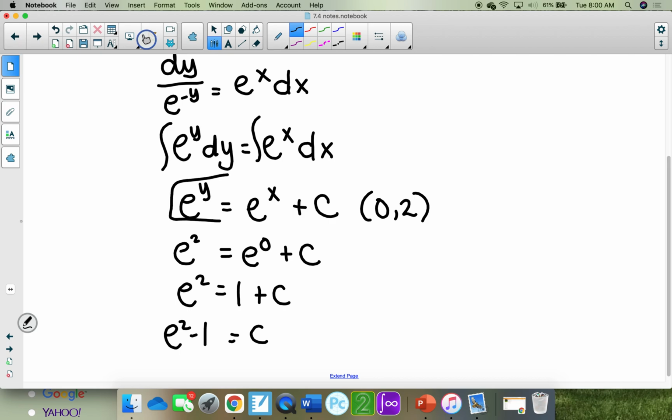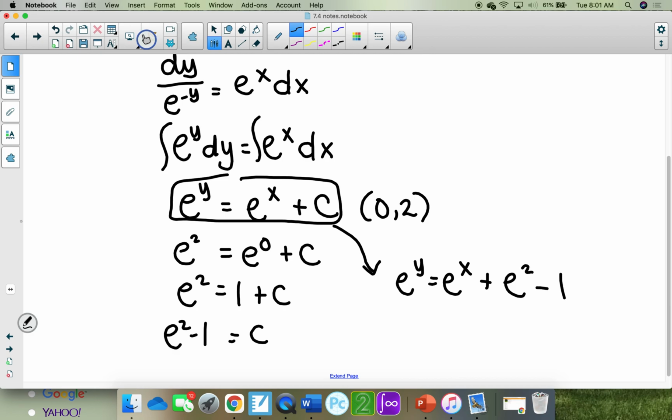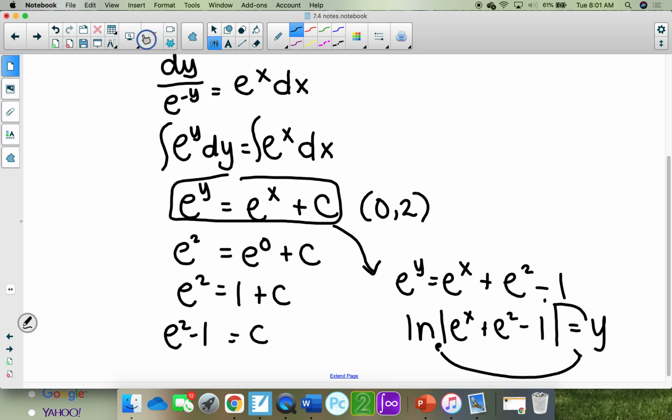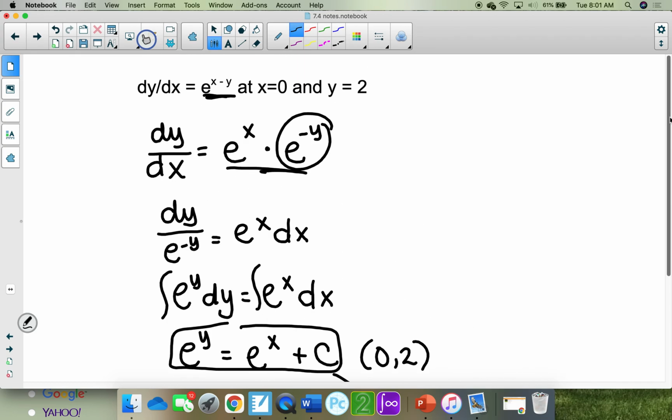I'm going to go back up into here and put e to the y equals e to the x plus e to the second minus 1. This is the natural log of the absolute value of e to the x plus e to the second minus 1 equals y. Final answer. So, this was one of the problems on the AP test.